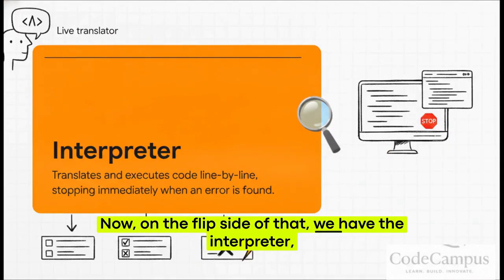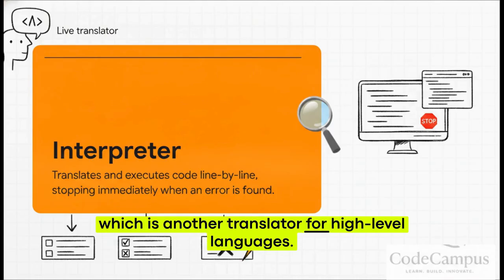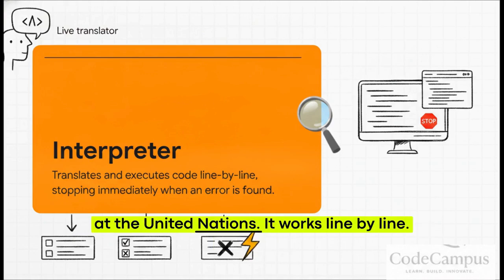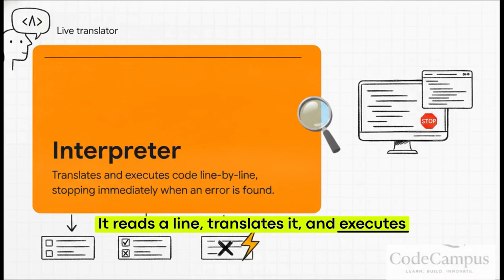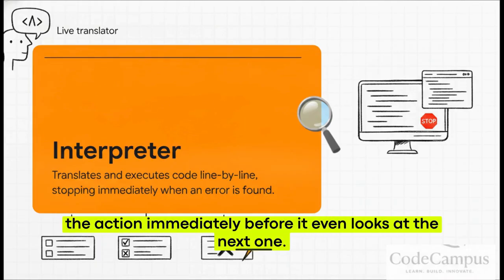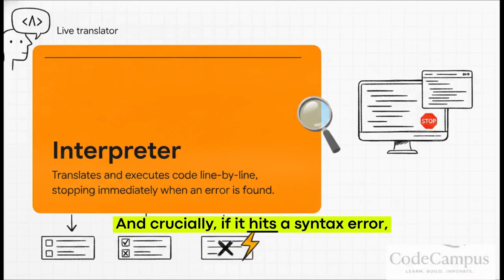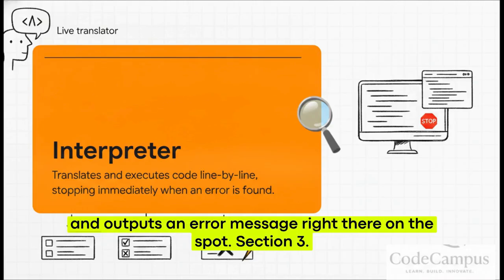Now, on the flip side of that, we have the interpreter, which is another translator for high-level languages. You can think of an interpreter kind of like a live translator at the United Nations. It works line by line. It reads a line, translates it, and executes the action immediately before it even looks at the next one. Because of this, it never actually produces an executable file. And crucially, if it hits a syntax error, it just stops dead in its tracks and outputs an error message right there on the spot.